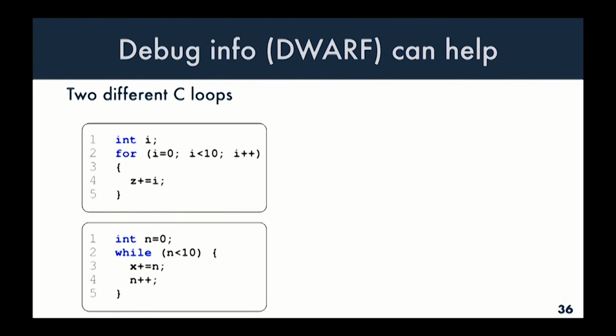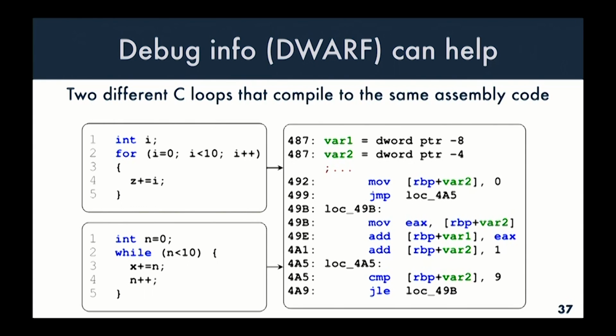So here I'm showing you two examples, two different loops written in C, very simple loops. One uses a for construct, and the other one uses a while construct. And it turns out, because of how compilers work, these two programs that are otherwise different compile to the same assembly code. Okay? You could try this out yourselves if you don't believe me.